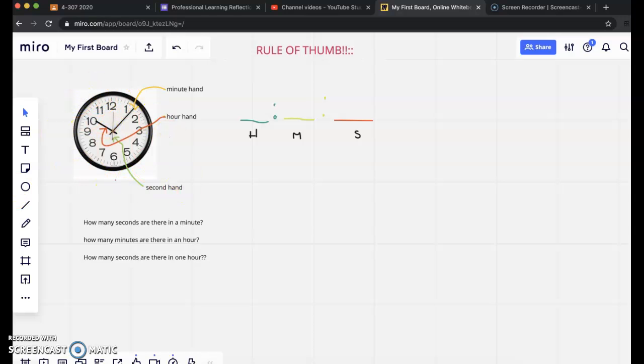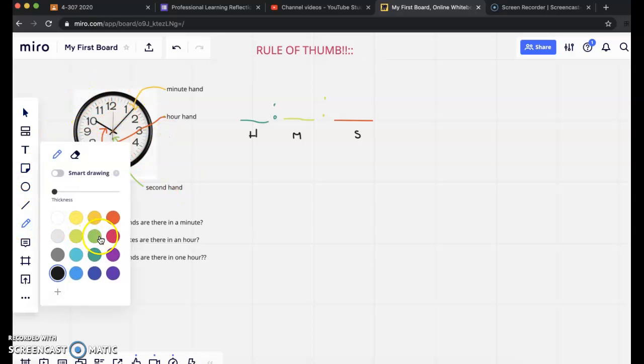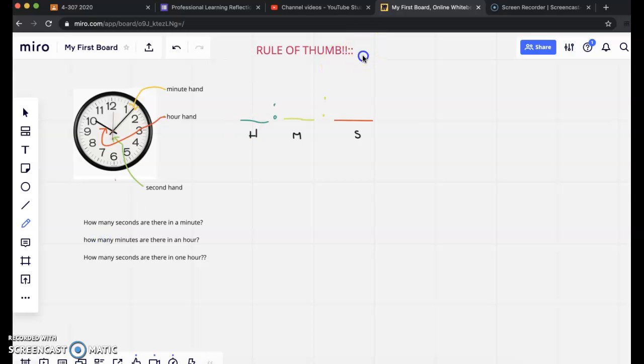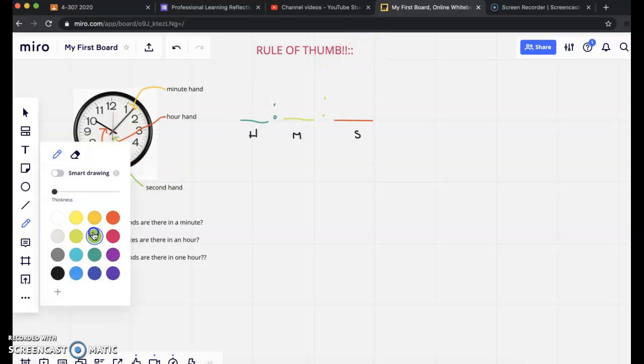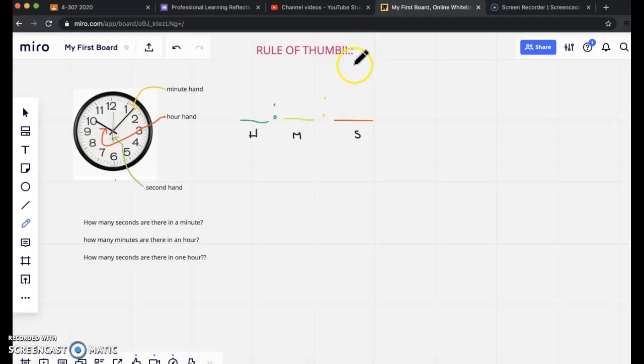60 is the rule of thumb. So your rule of thumb is 60. Everything goes by the number 60. All right? Oh, I can't write it up there, so I'm just going to write it down here. 60. Very, very important. Why?